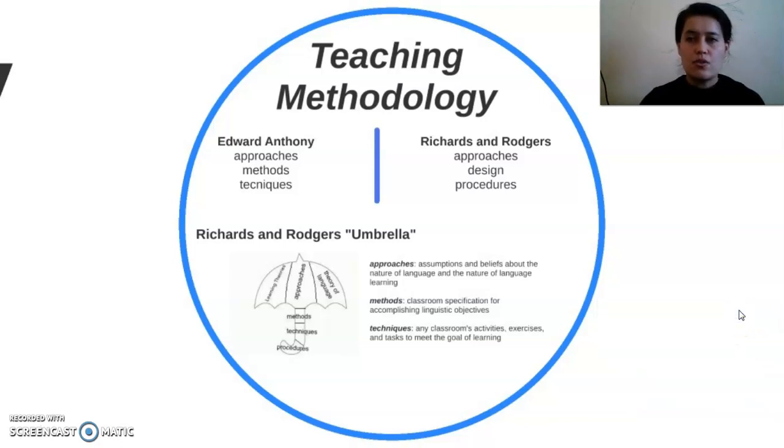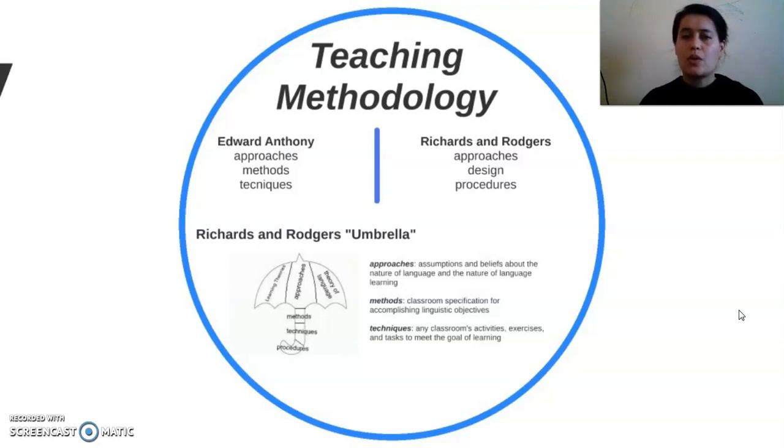Richards and Rogers divide teaching methodology into approach, design, and process. Richards and Rogers call teaching methodology an umbrella. Imagine it as an umbrella: in the upper side you can see learning theories, approach, and theory of language, and at the bottom you can see methods, techniques, and procedures.